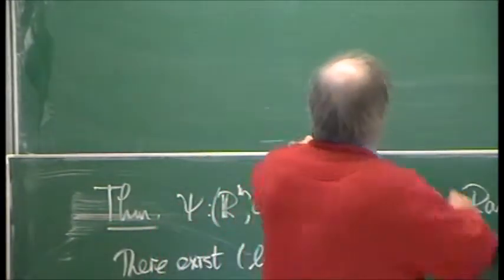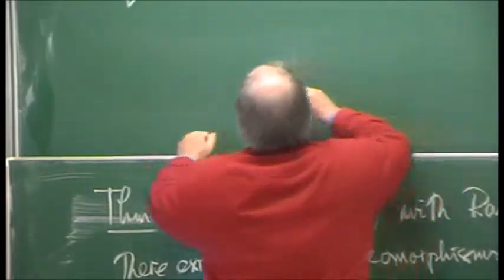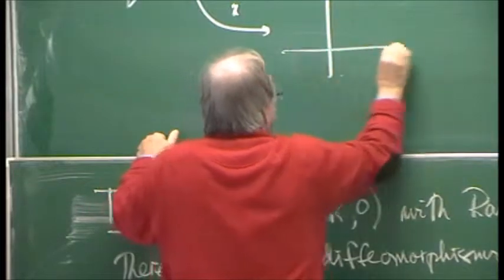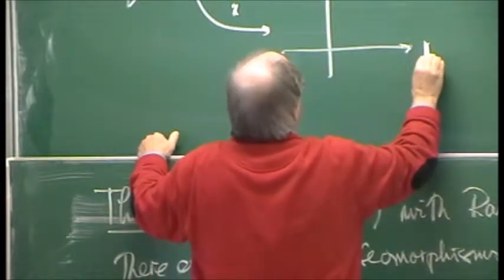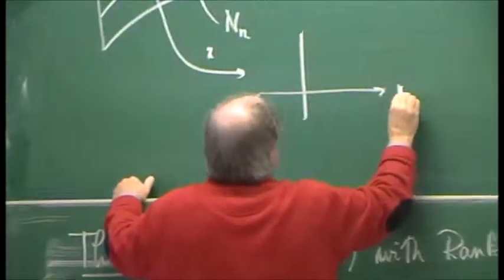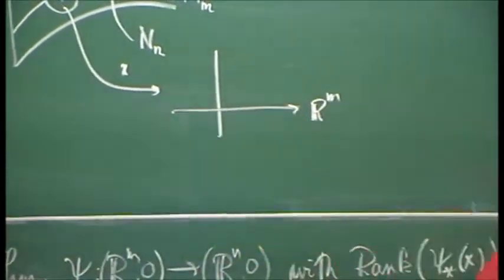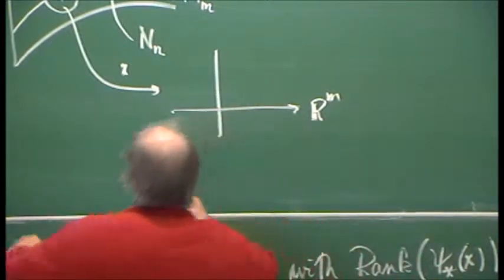So what your picture is that there's a coordinate chart here, x, and we come down here to R^n. What are we coming into? To R^m. And the manifold comes into the x-axis the way I've got it set up.